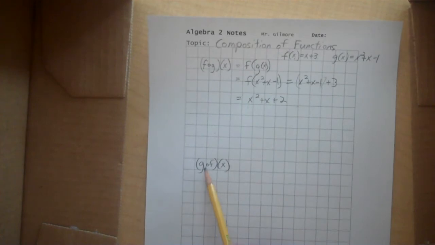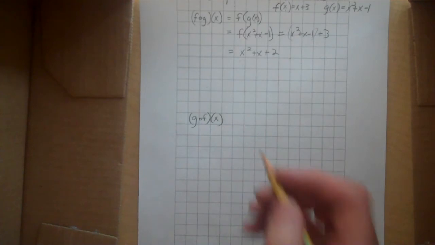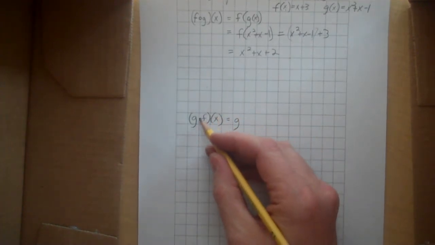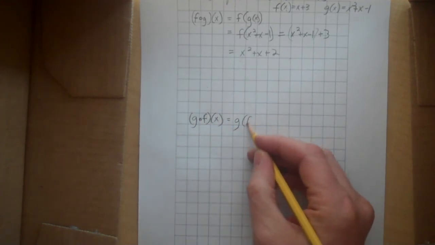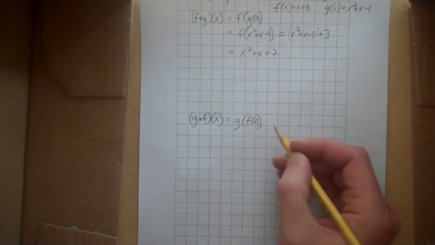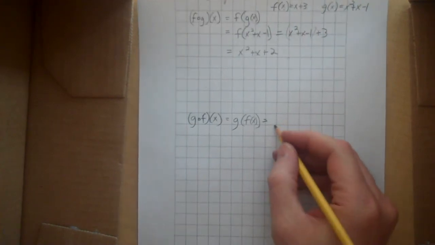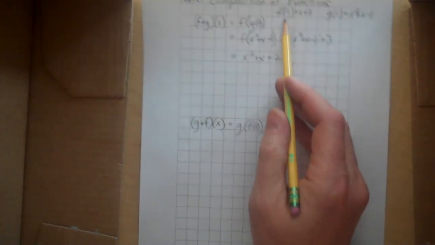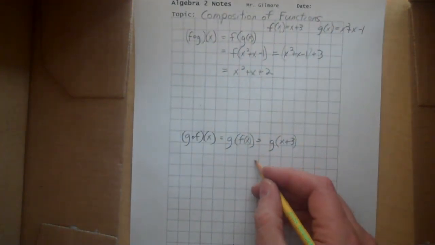Now it goes both ways. They are not commutative. It's not going to equal the same thing. But what you do here is g circle f, that's a little circle of f of x, and I really like to do it this way. I make less mistakes when I'm doing that. g circle of f of x. That is g of x plus 3. f of x is x plus 3 from the beginning. f of x equals x plus 3. g of x plus 3.